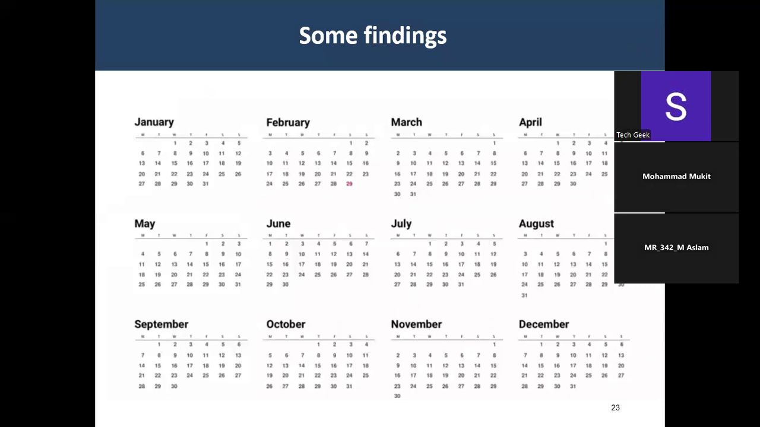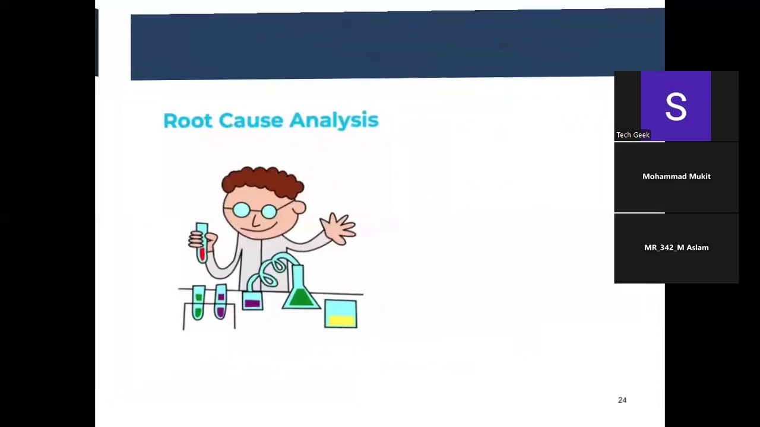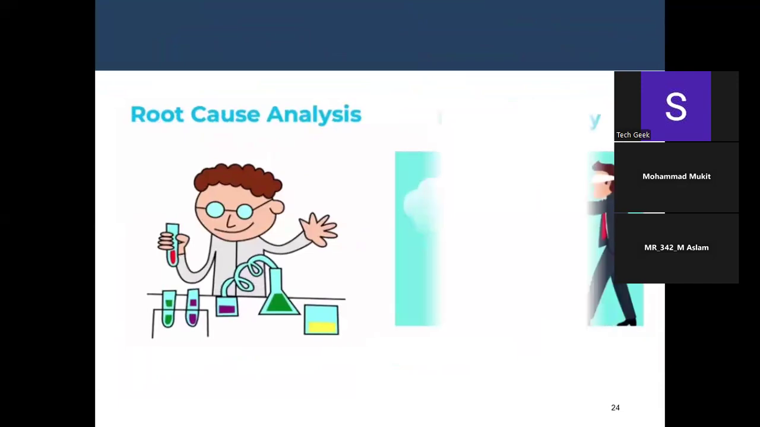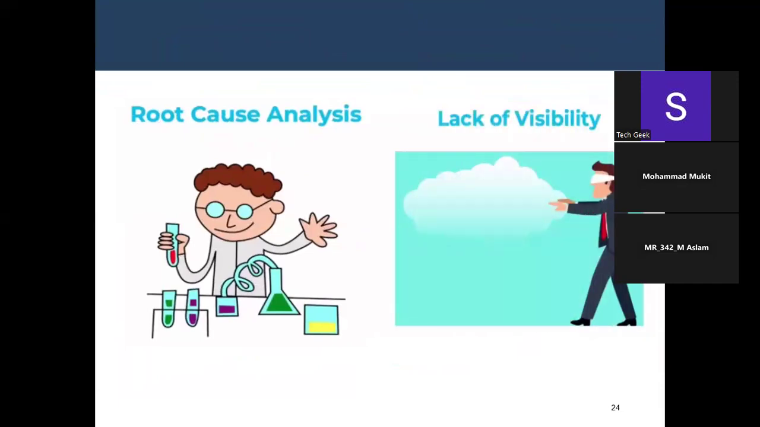If we look at this use case, the attack was executed in the month of April, detected in the month of November, and initiated in the month of January. With the help of this, what we understood is that the root cause analysis says lack of visibility. We don't know what is happening.